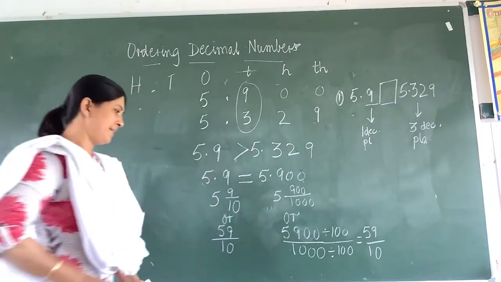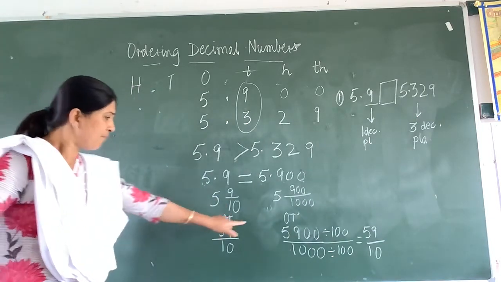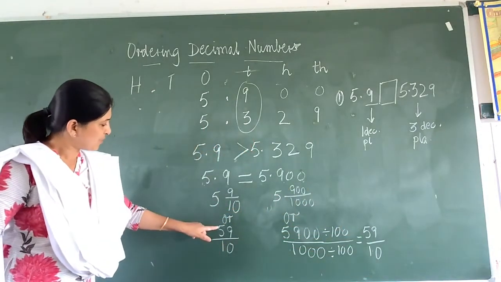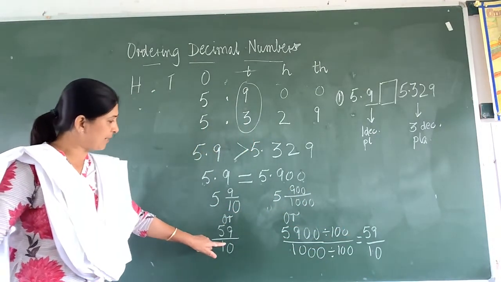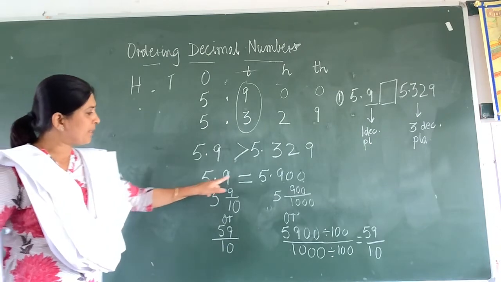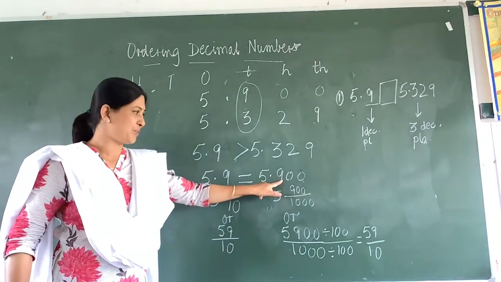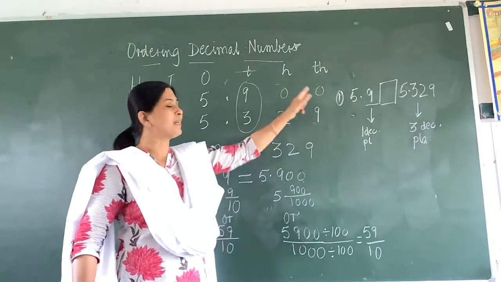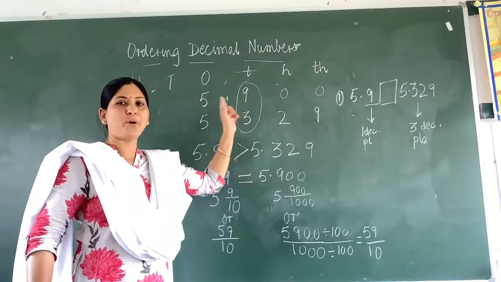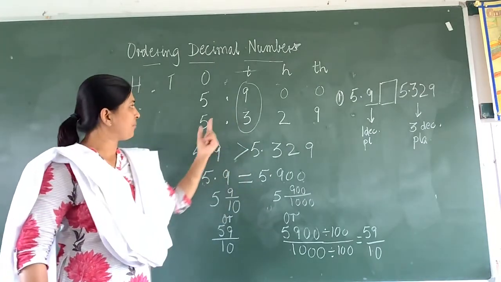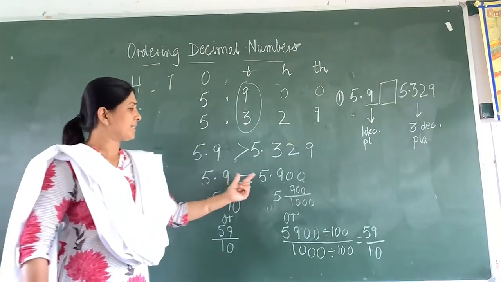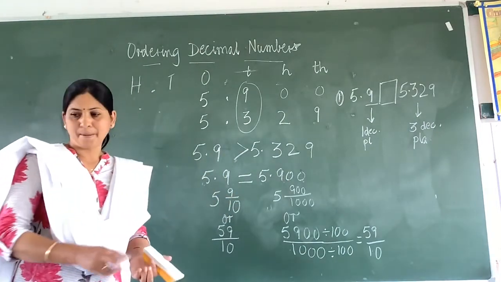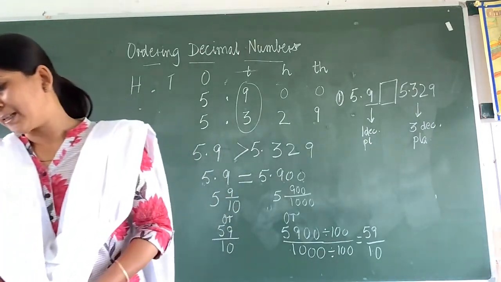I get 10. So you see, 5,900 over 1000 means 59 over 10. So 59/10 is here. That means 5.9 is equal to 5.900. That is what I told you. Students, adding zeros on the extreme right hand side of the digit after the decimal point does not change its value. It remains the same. 5.9 is equal to 5.900.